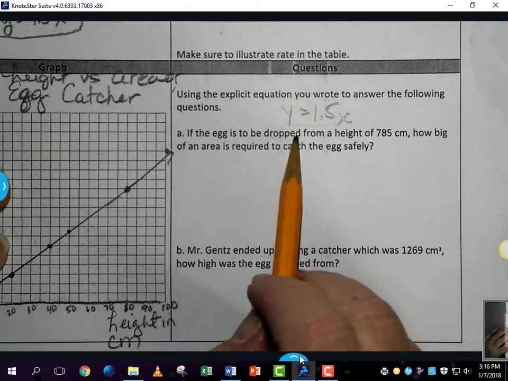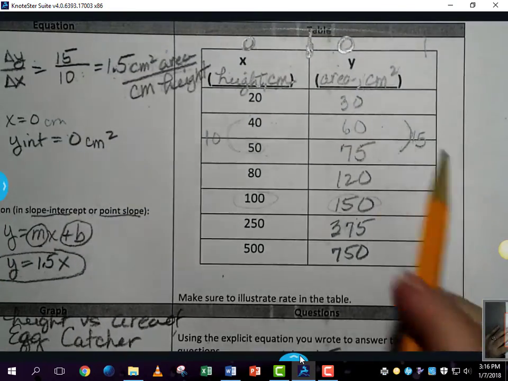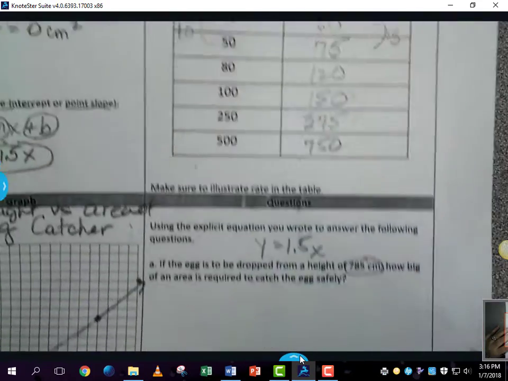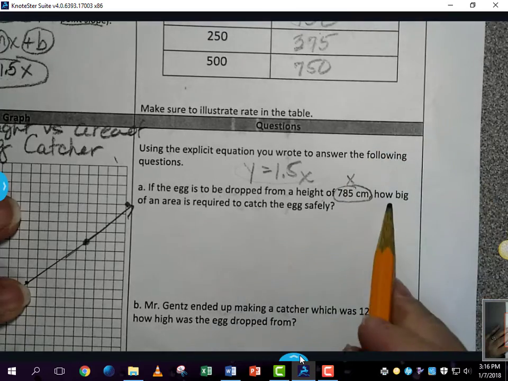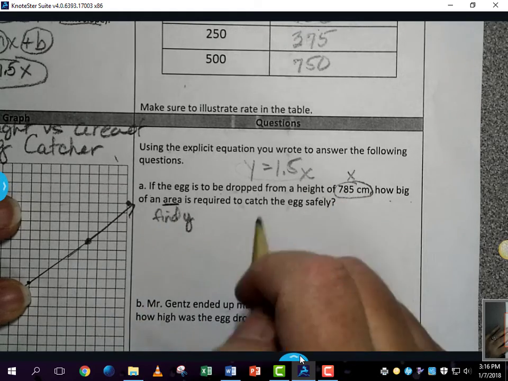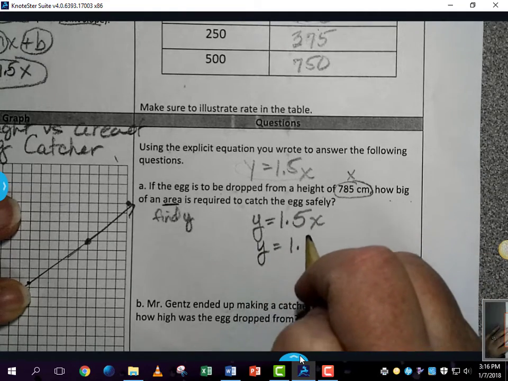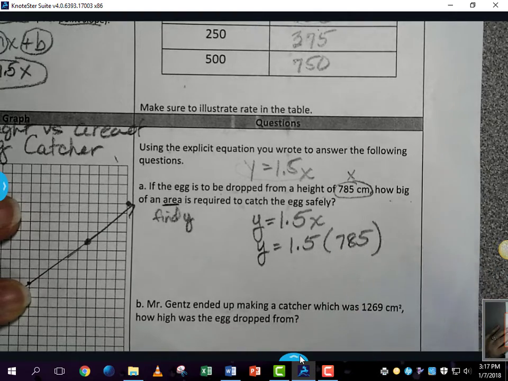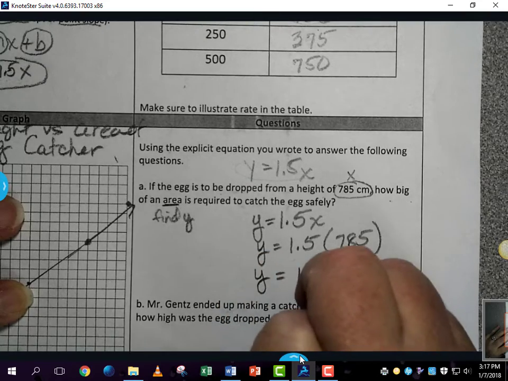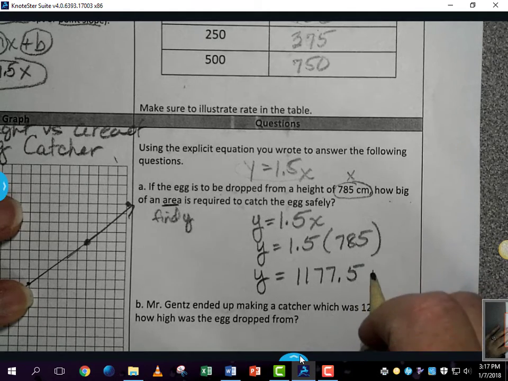So it says, if the egg is to be dropped from a height of 785 centimeters, this is the height. Well, back in our table, we said that height was x and area was y. So they're giving us a number for x. How big is the area? So they're asking us to find y. So you literally need to start with the explicit equation, substitute the values in that they're giving you, make your calculations and don't forget to put units. So 1.5 times 785 is 1,177.5 centimeters squared.